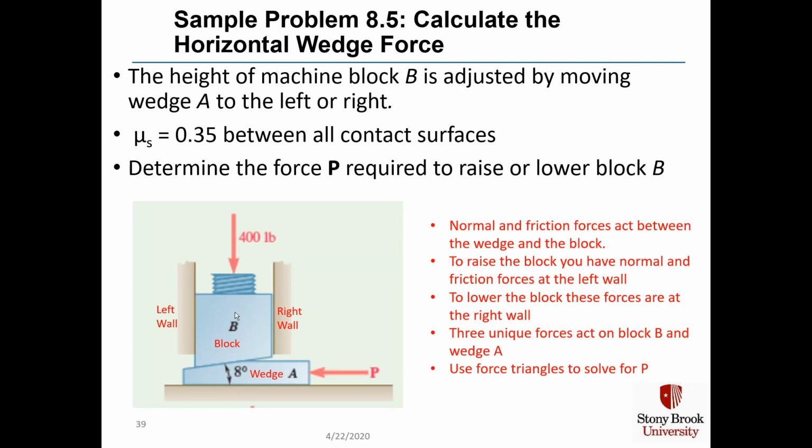We know that normal and friction forces act between the wedge and the block. To raise the block, you have normal and friction forces on the left wall, and to lower it, those normal and friction forces are on the right wall. We have 3 unique forces acting on each of block B and wedge A, and we're going to use our force triangles.